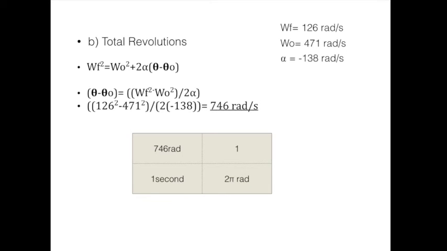And so that's the answer to the problem, but it's still in radians. So you have to switch it into revolutions, and to do that you go back to the train tracks and you do 746 divided by 2 pi radians, and your answer is 119 revolutions.